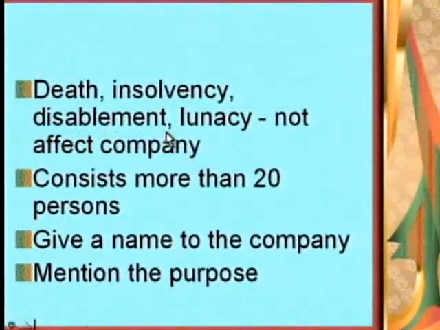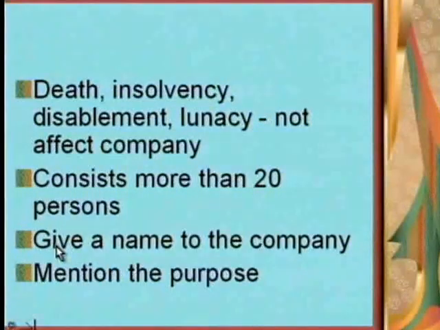Death, insolvency, disablement, or lunacy does not affect the company. Hence, the company is permanent in nature, and it consists of more than 20 persons. There are more people associated with joint stock companies.